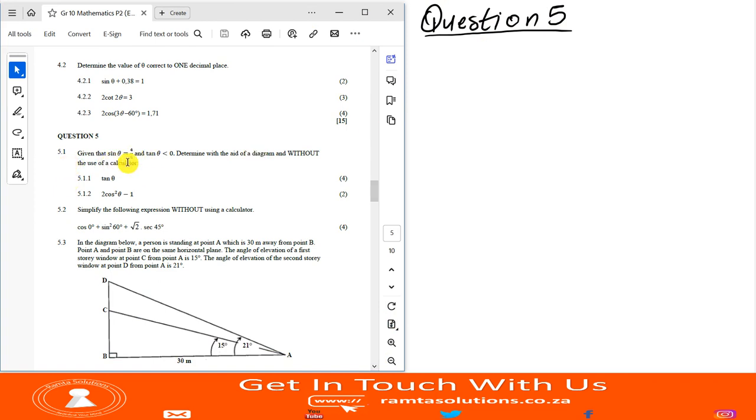5.1, they say sine theta is equal to 4 over 5, and then tan theta is negative. Determine with the aid of a diagram and without the use of a calculator, tan theta. And that's cool. 5.1.1, they say sine theta is positive, as you can see, 4 over 5, but tan theta is negative. That can only be in the second quadrant. Tan theta is positive in the third quadrant, right? It's only positive in the third quadrant.